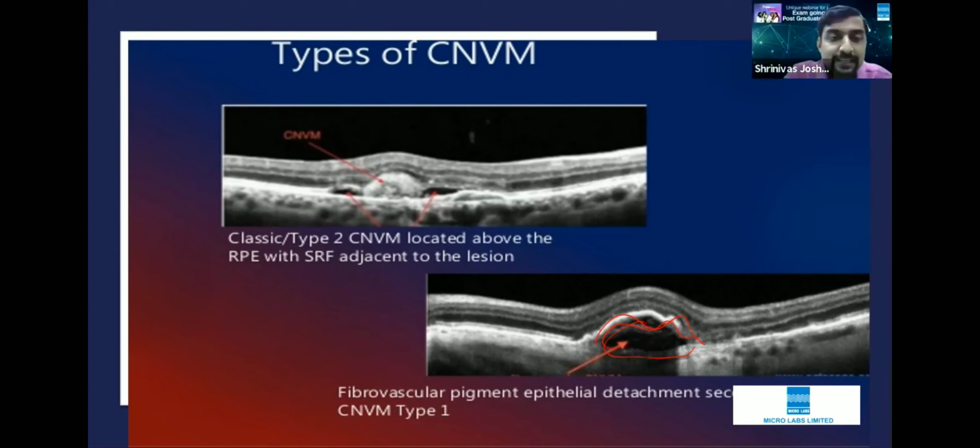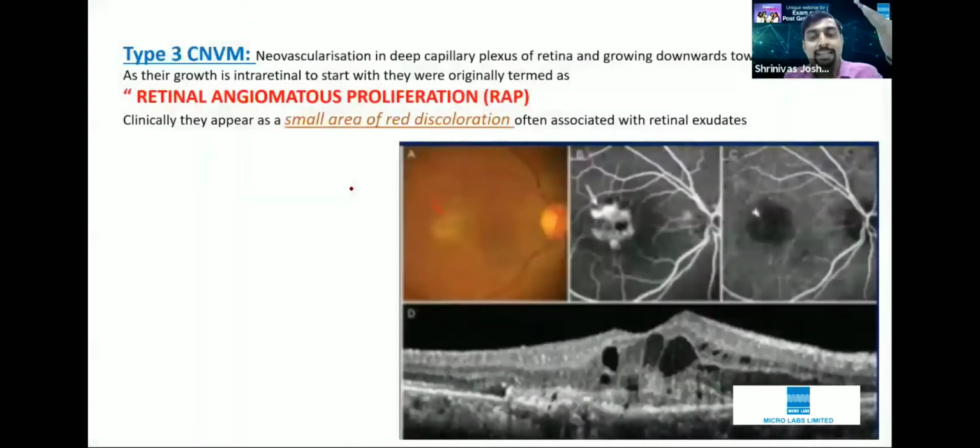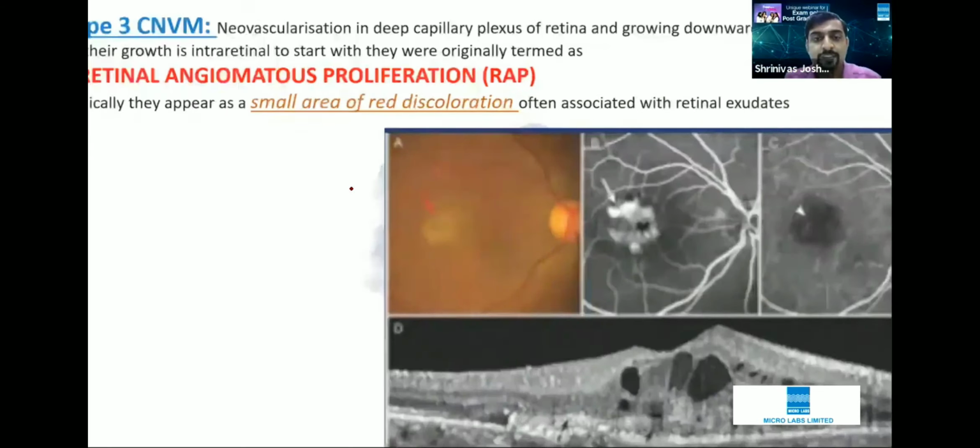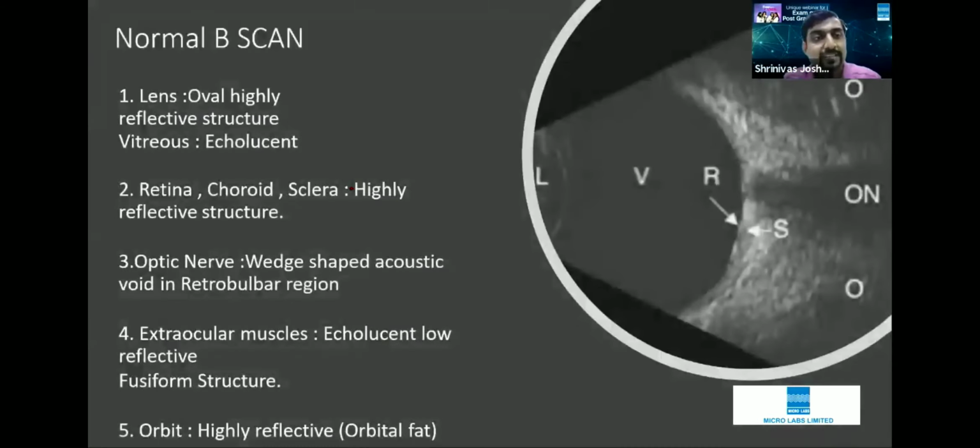Type 2 is the classic form of CNVM, which is very responsive to treatment. If you give anti-VEGF, they respond very quickly, unlike type 1 CNVM. And type 3 is inside the retina. So please remember, underneath the RPE is type 1, subretinal is type 2, and intraretinal is type 3, which is usually described as retinal angiomatous proliferation.